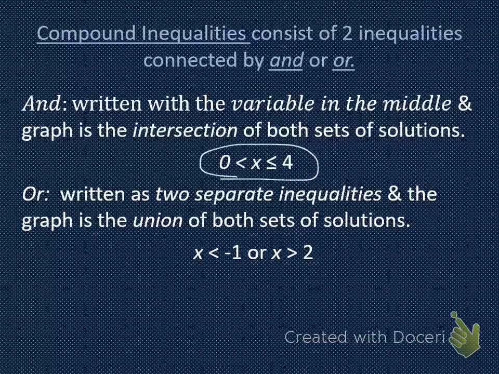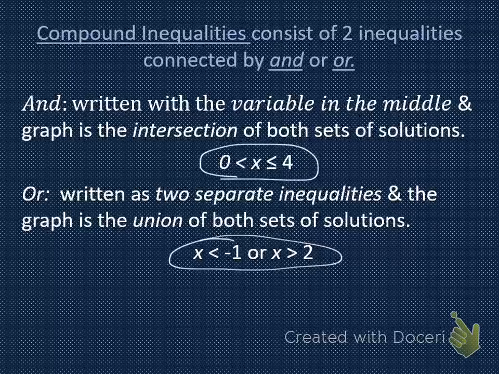Now, the second type of compound inequality is an or. This is written as two separate inequalities. Two separate inequalities. And the graph is the union of both sets of solutions. So I want you to highlight or, highlight two separate inequalities, and highlight union. Now let's talk about this one. It's two separate inequalities. You can see from the example I gave you, x is less than -1 or x is greater than 2. Okay, so the word or is always going to be there in your final answer.